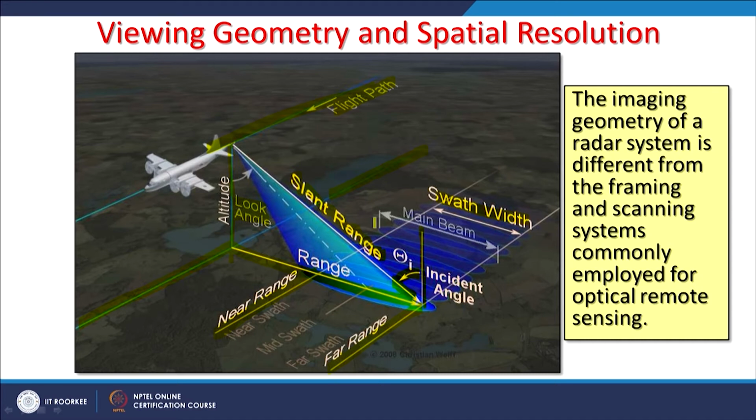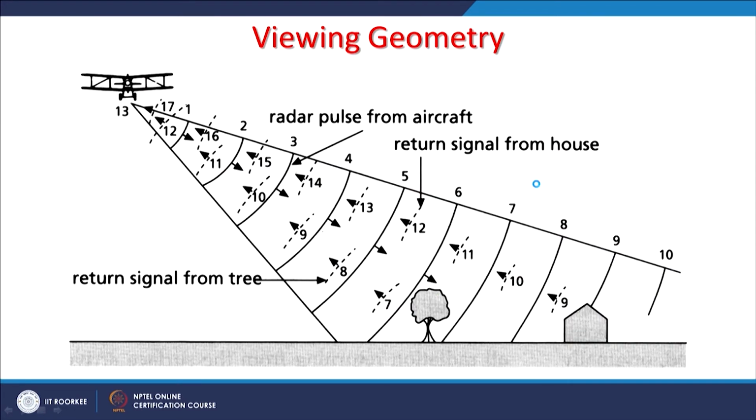As you can see, these blue bands are waving like this. So, this imaging, like in NVSat and other satellites, we are having the imaging geometry arrangement. In imaging geometry arrangement, a radar system is different from framing and scanning systems commonly employed for optical remote sensing. In this viewing geometry, we will pick a signal and then see what happens after this when it returns back to the satellite.